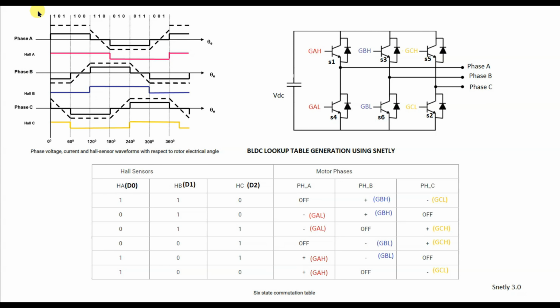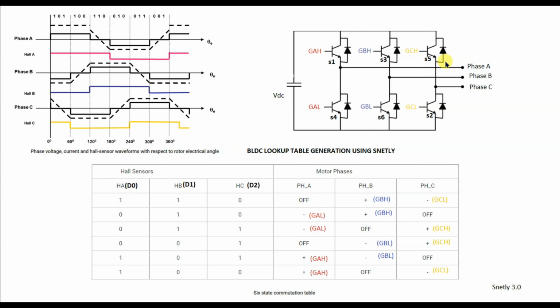In the 8 states, 2 states will be null vectors, your 000 and 111. In the 000 state, we will get an open circuit, and in the 111 state, we will get a shoot through circuit. So the remaining 6 states will be your active states. The first state is represented as 101, it will be active during 0 to 60 degrees, and the remaining states will be active similarly for other 60 degree intervals. Here each switch will be conducting for 120 degree mode of operation.